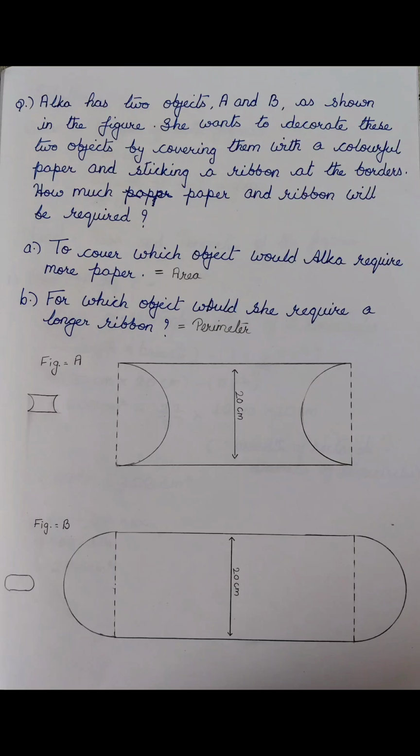So to cover which object would Alka require more paper? Here we are supposed to take out the area of the objects. And in part B, for which object would she require a longer ribbon? Here we are going to take out the perimeter of the objects. Look at both the figures. In figure A, you can see that the inverted curves are there, and figure B is shaped like a capsule, and the width of both the figures is 20 centimeter. So let's start with the solution.